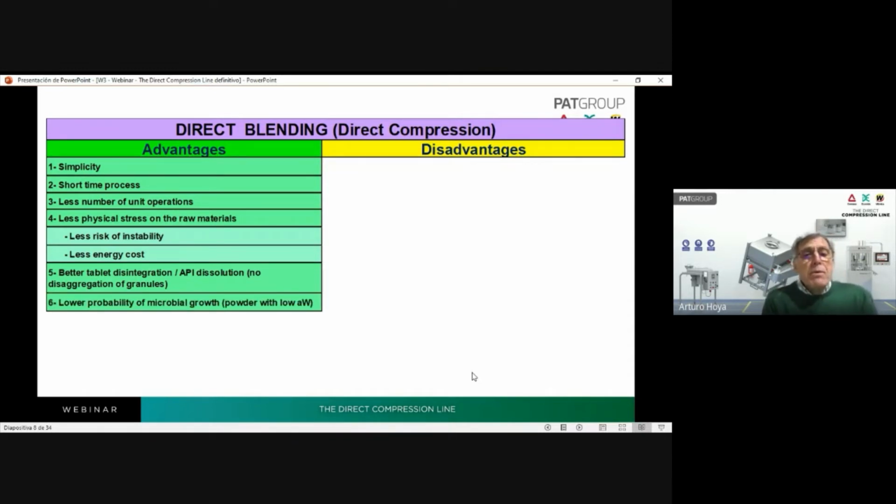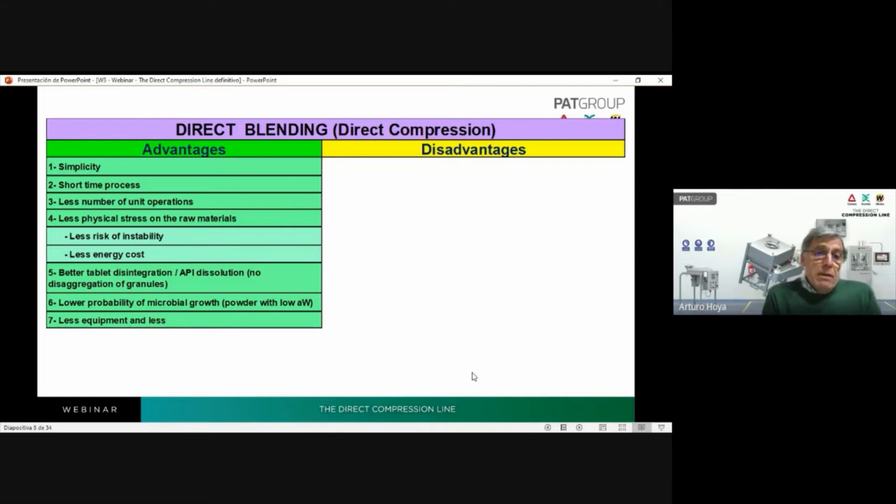And this is very important in the case, of course, of immediate release products. You have lower probability of microbial growth. This is due to the low level of water activity. So this is a very important question. You don't need to protect, because the powders have low activity, so the possibility of microbial growth is minimum.